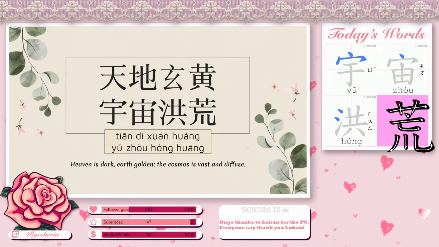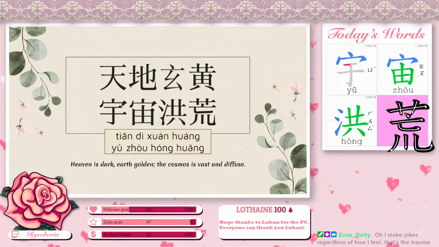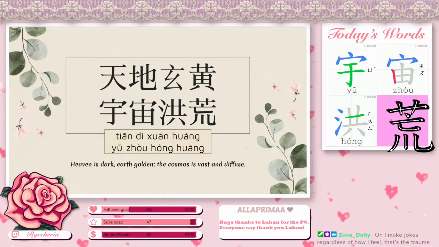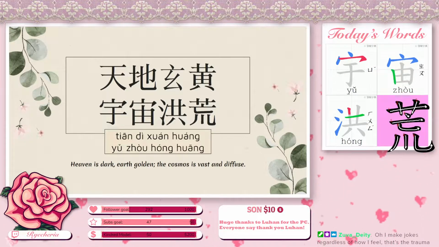Okay, so let's get started. Last week, or I guess on Monday, we learned the first four words. If you remember them, I'll say them again. 天地玄黄. Okay, and the next four that we'll learn today is 宇宙洪荒. So again, the meaning is heaven is dark, earth golden, the cosmos is vast and diffuse.